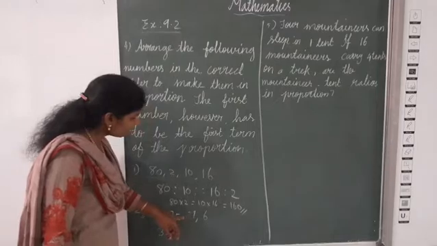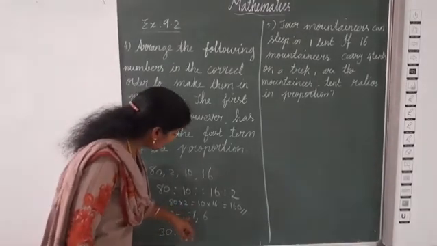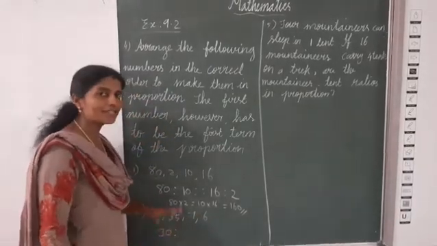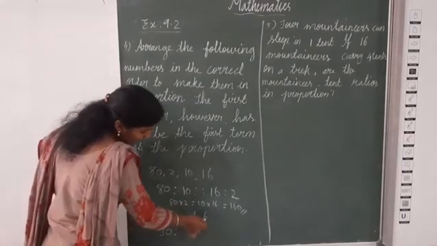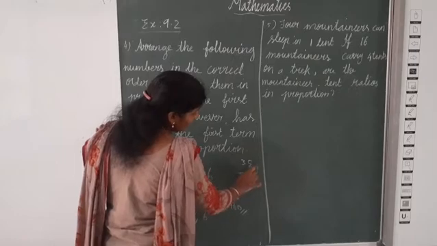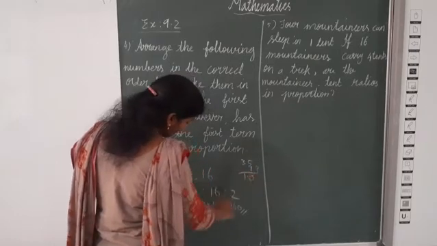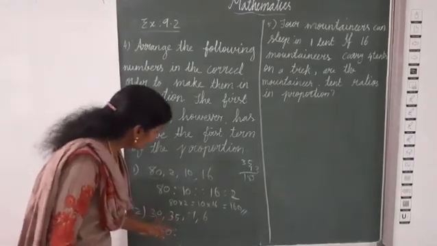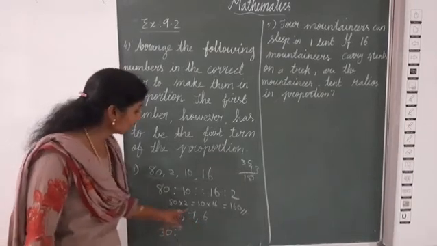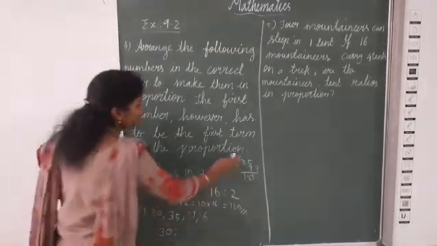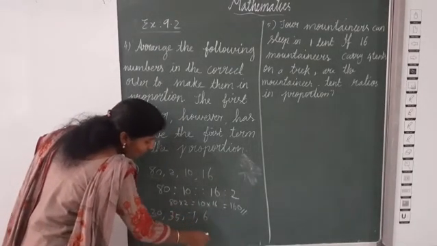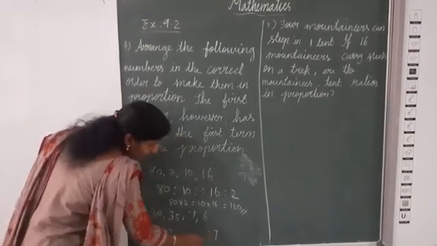Now listen. 30 into 6 means 180. Now 7 into 35 also 180. So 30 into 6, 35 into 7, 185, isn't it? Okay, now listen, 30 into 7, 210, 35 into 6, 210, isn't it? So we can write 30 is to 30 into 7, isn't it? So 7 is last, that is extreme.